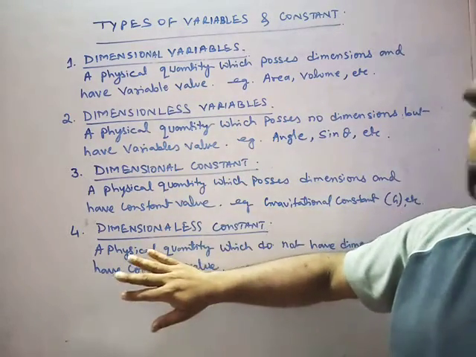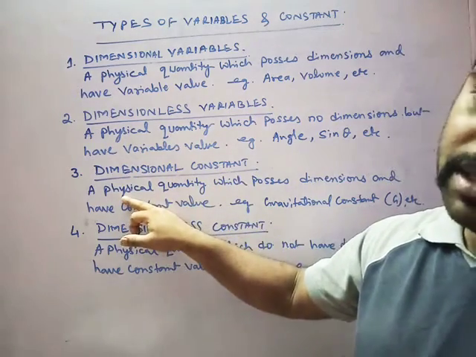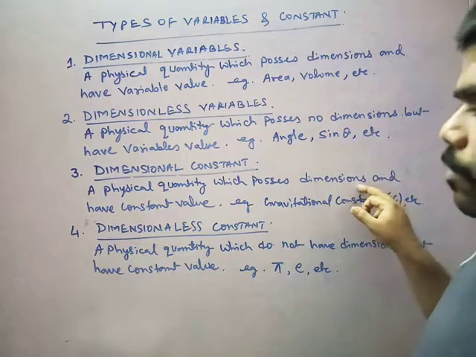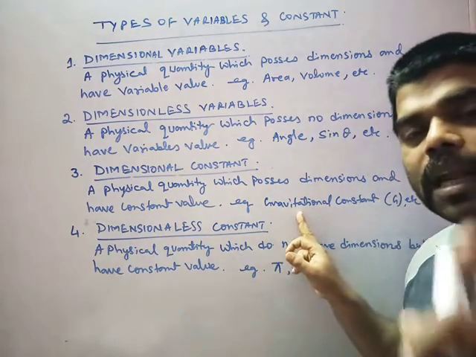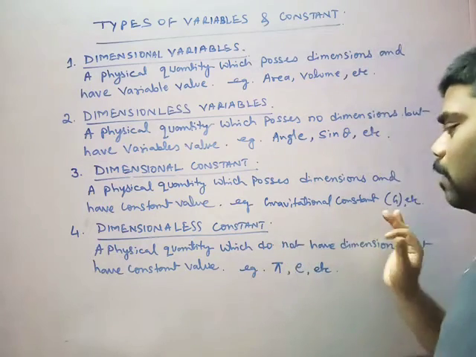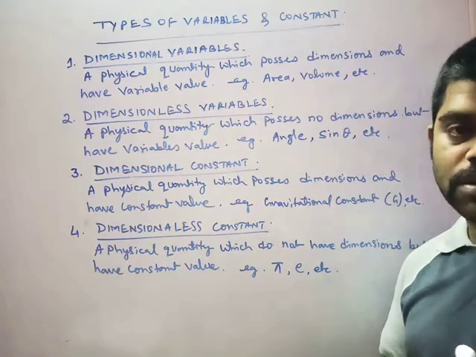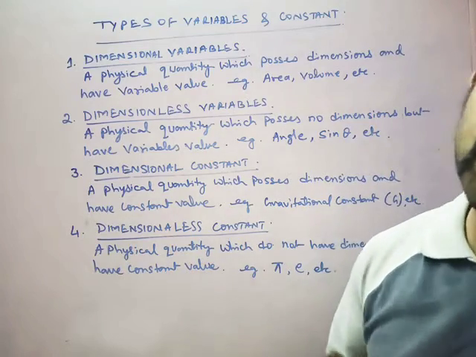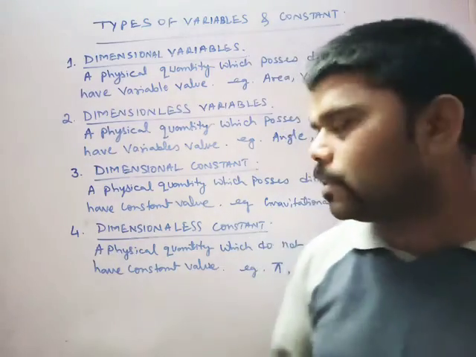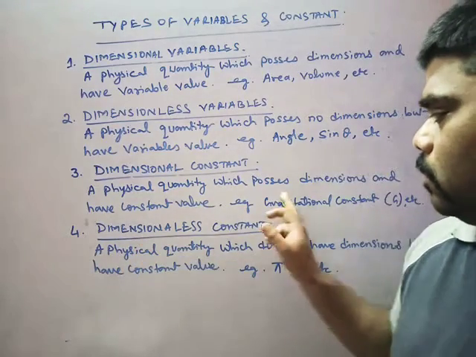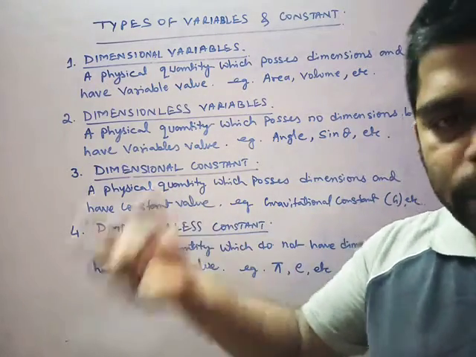Now about the constant, once again dimensional constant, फिर से वही a physical quantity which have dimension and have a constant value. For example क्या हो सकता है, gravitational constant, मैंने एक ही लिखा है यहाँ पे. There are so many other constant values, is it right? Gravitational constant, Planck's constant, Boltzmann constant, these all are, you can write also, is it right? Gravitational constant, Boltzmann constant, Planck's constant, etc etc, और भी बहुत आते हैं.